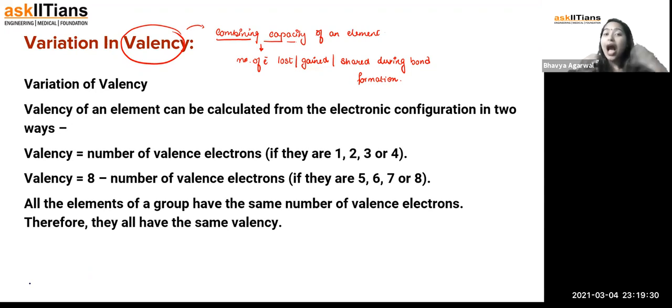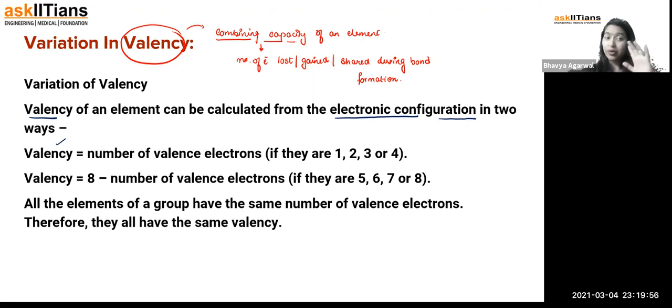So, how does that change? The valency can be easily calculated from the electronic configuration. It can be easily calculated with the help of the electronic configuration. Now, how? You have certainly done this in your 9th grade, that valency is basically the number of valence electrons.